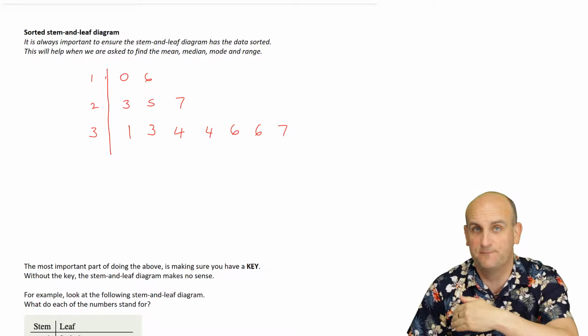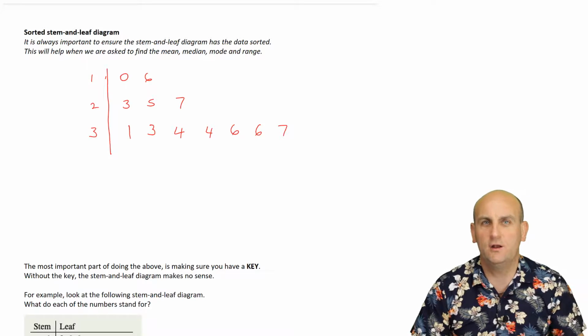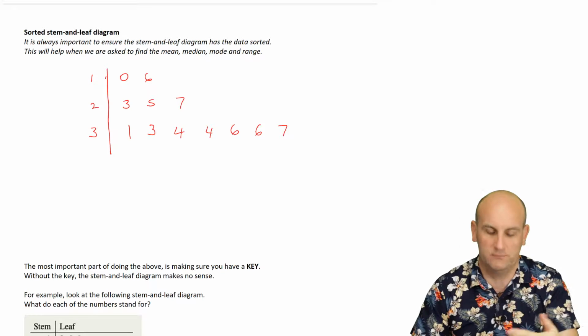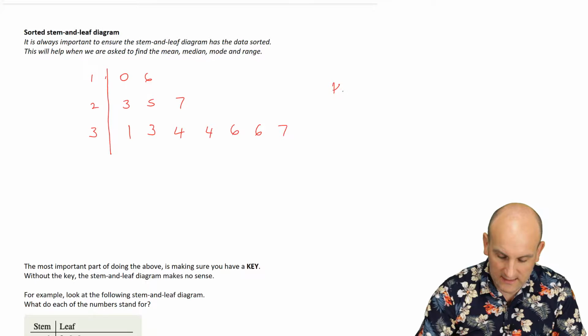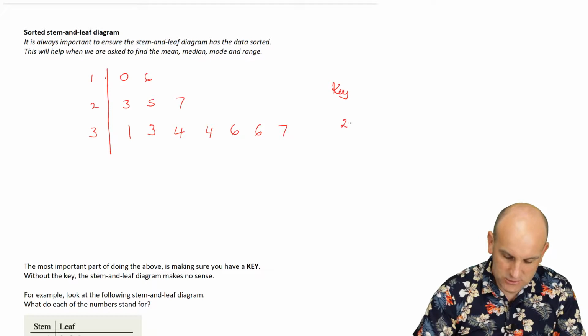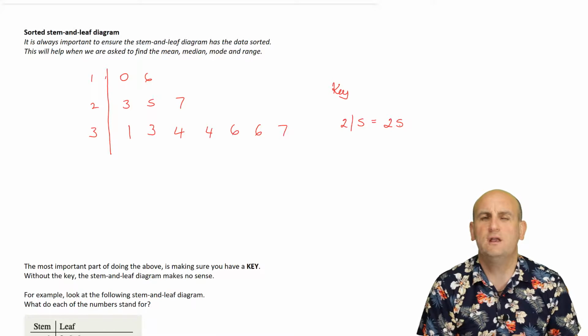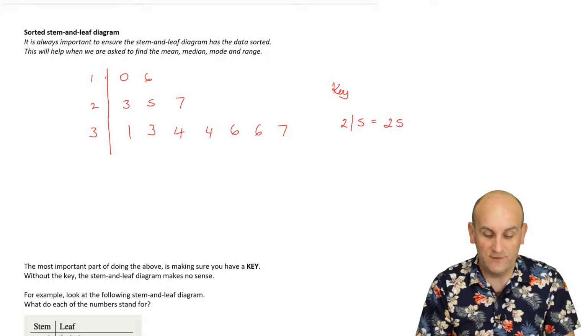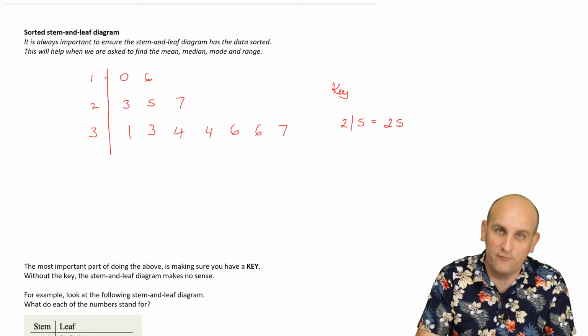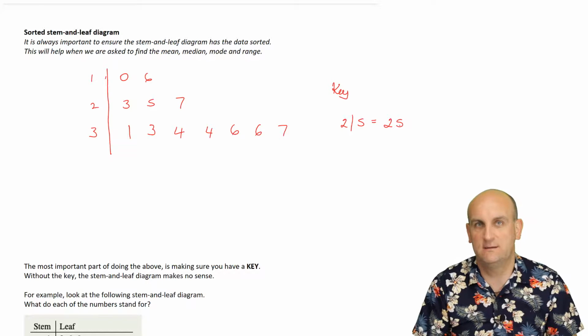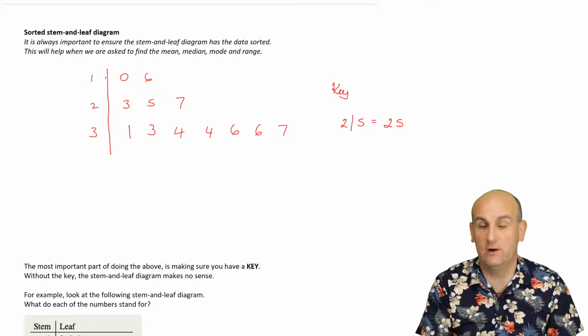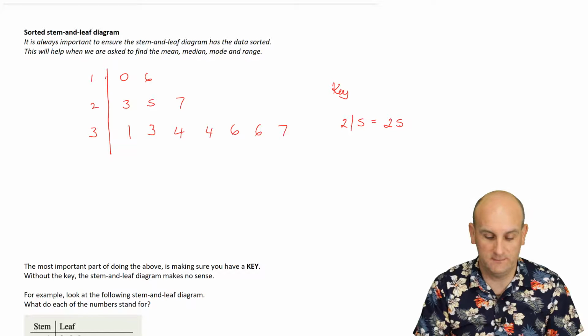We are done, yes? No. Hopefully you were shouting, no, no, no, you've forgotten the key. I haven't forgotten. And again, we would write the key. We'd say the key is that 2 line 5 equals 25. Now you're going to say, hold on a moment, earlier you used 2 line 3. I can choose any number I like. In fact, the number I choose doesn't even have to be a number in my stem and leaf diagram. I just need to tell people the difference between, is it 23 or is it 2.3?